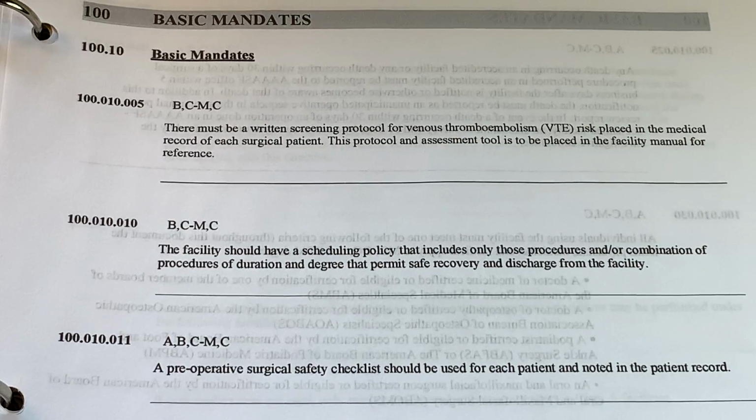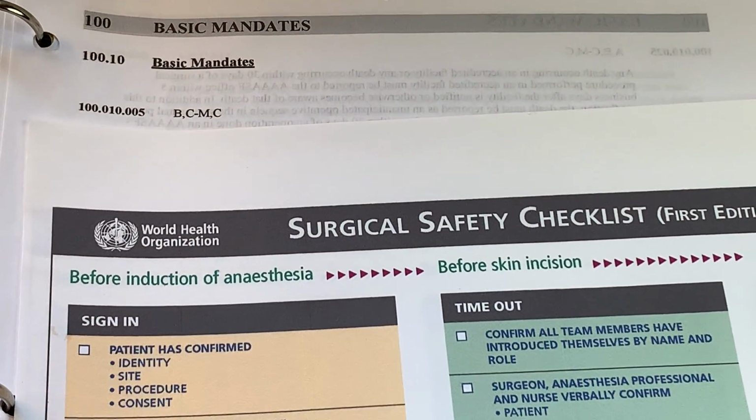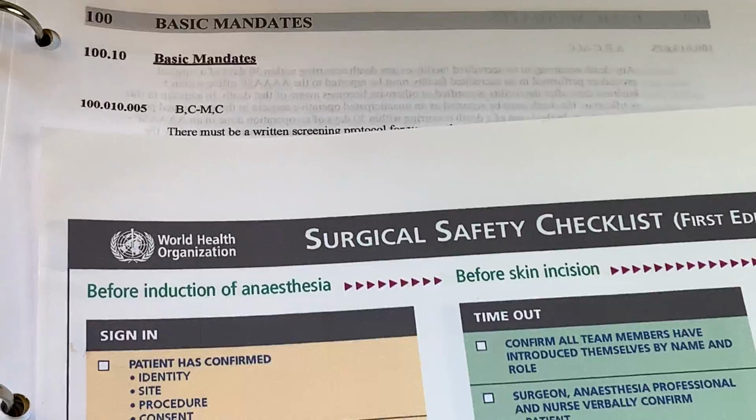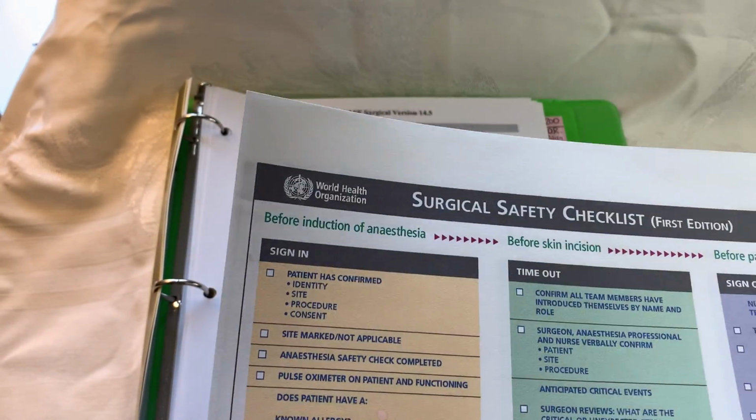A preoperative surgical safety checklist should be used for each patient and noted on the record. Usually that's in the OR circulation paperwork. I do have something that came from WHO a while ago, and let's see if I can zoom out. I like this checklist because, look at, let me turn on my light here.